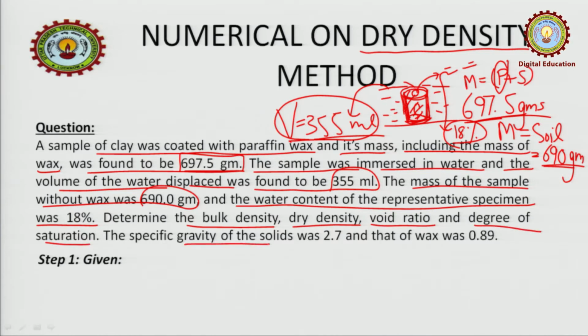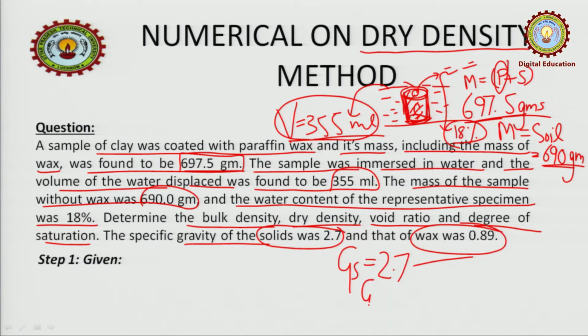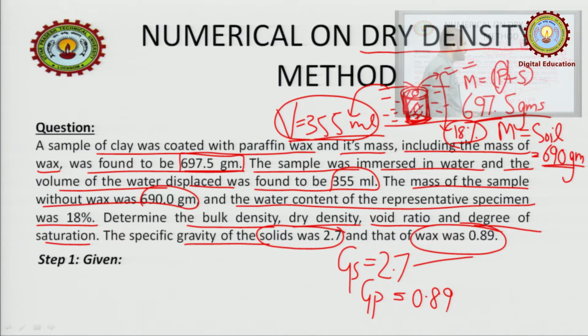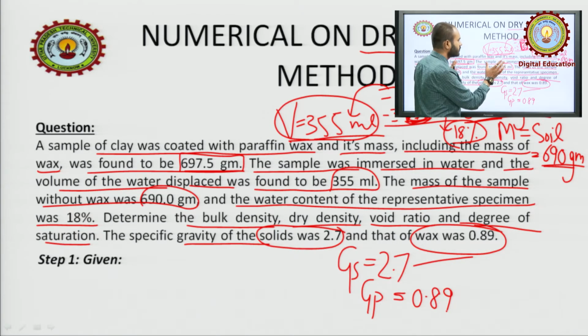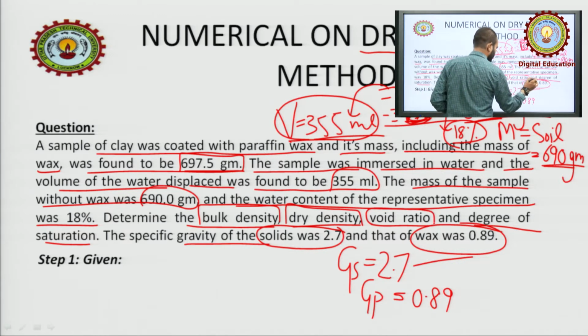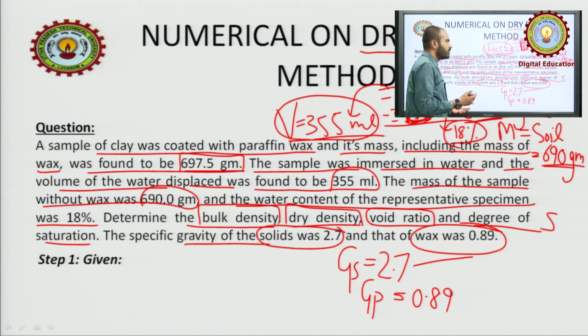The specific gravity of soil solids is 2.7 and that of wax is 0.89. Okay, so this much data is given. For soil it is 2.7 and for paraffin wax it is 0.89. This is the total question. We have to find what? Bulk density, dry density, void ratio and degree of saturation, that is S. Okay, so let us see how we will be doing this.